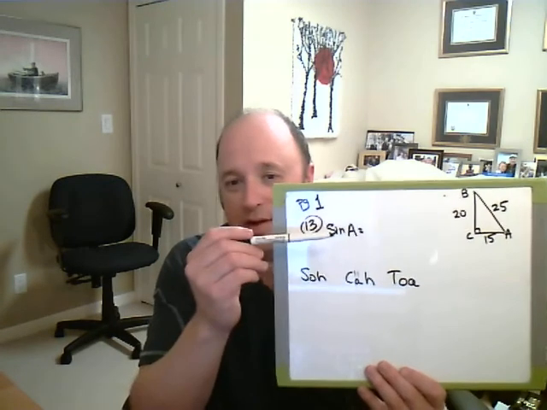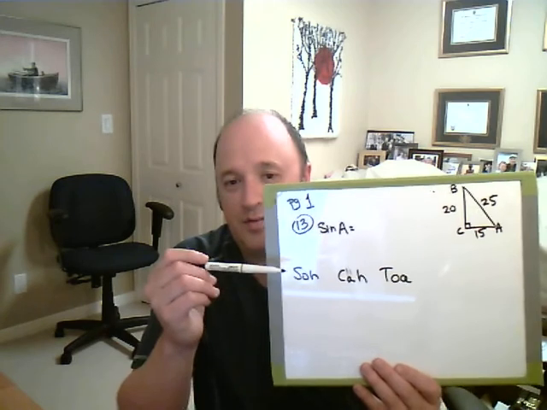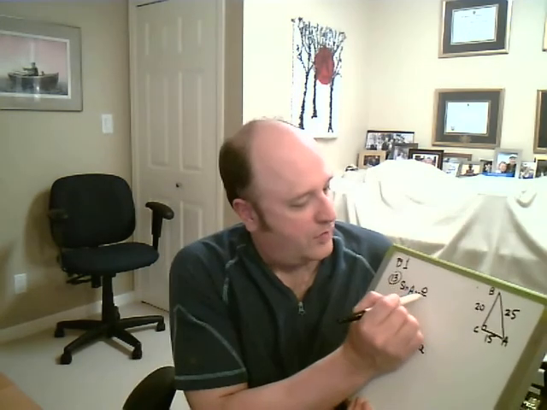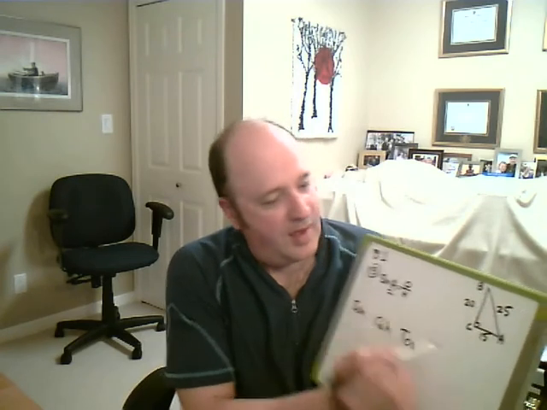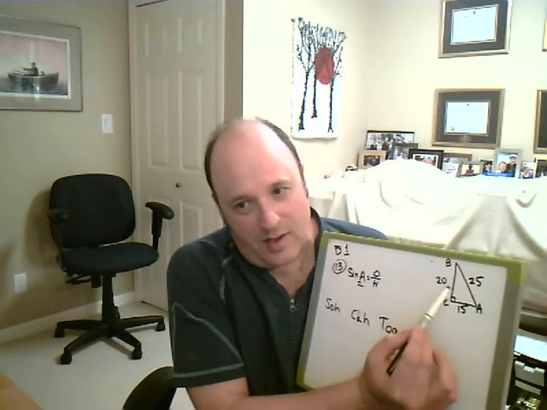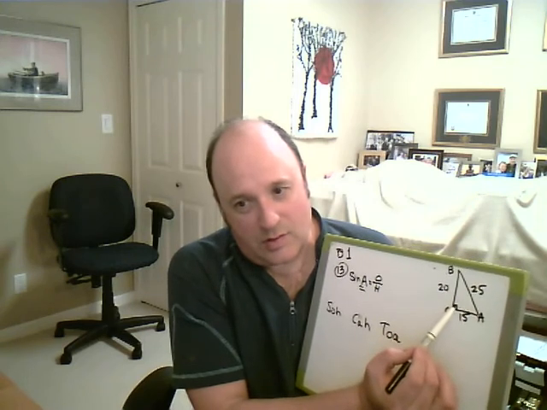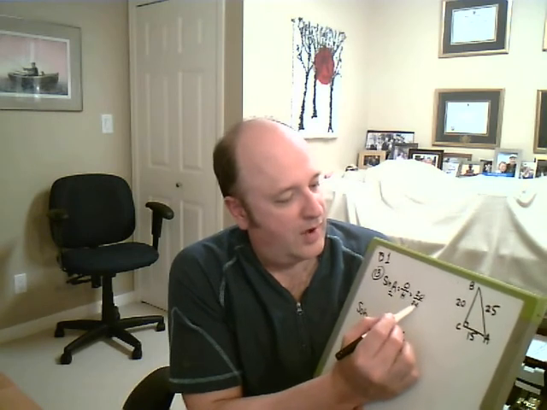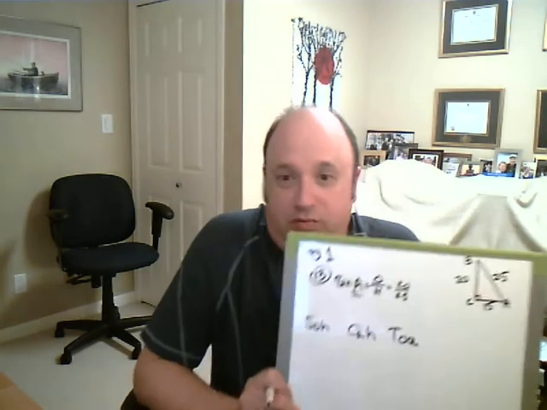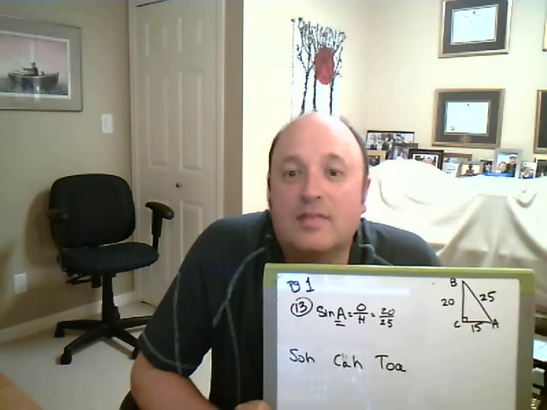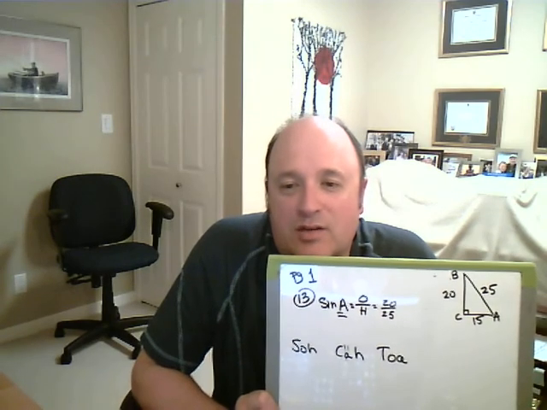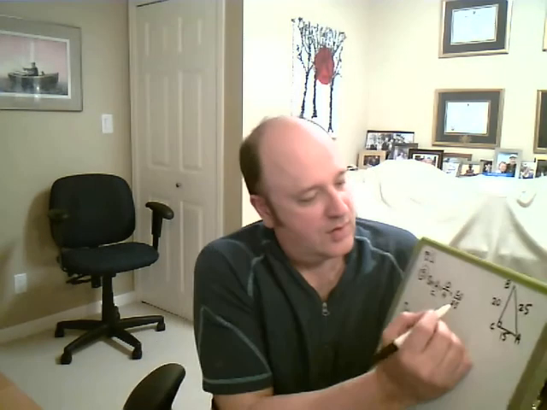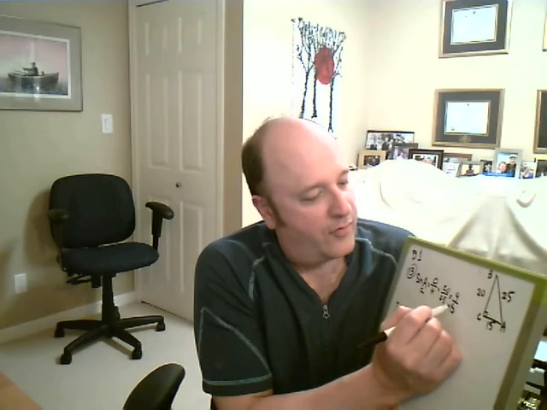So for example, if I ask you for the sine of A, well, opposite over hypotenuse. You look from angle A, so that's over here. The opposite of A is 20. The hypotenuse is always across from the 90, so 20 over 25. And then you look in the answers and it's not there. What the heck's going on? It's not there because we need to simplify the fraction, right? 20 and 25 can both be divided by 5. So that leaves us with 4 over 5.